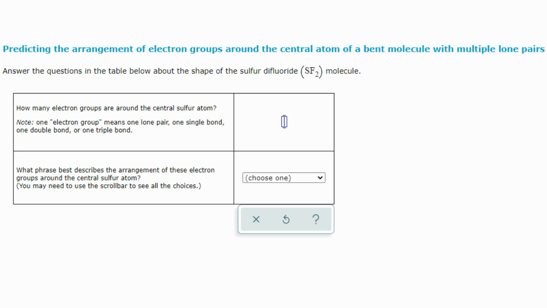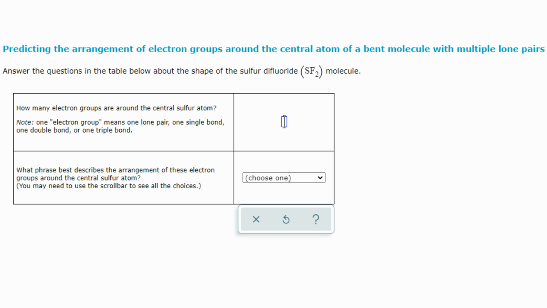Okay, and this is why this is a tricky question. We need to figure out, okay, so how many electron groups are around the central sulfur atom? There's 4. So this one's the number 4. And then this is the tricky part. What phrase best describes the arrangement of these electron groups?